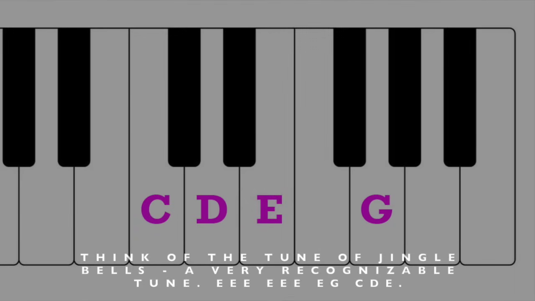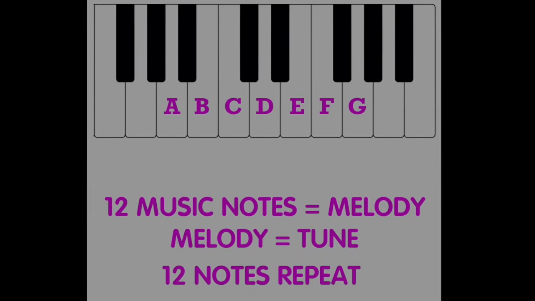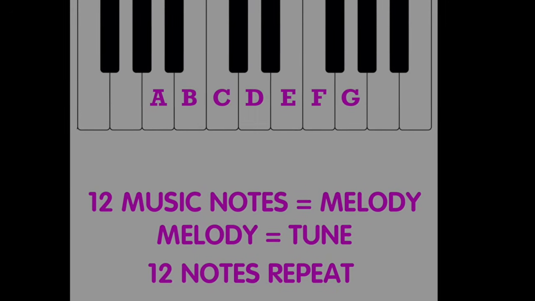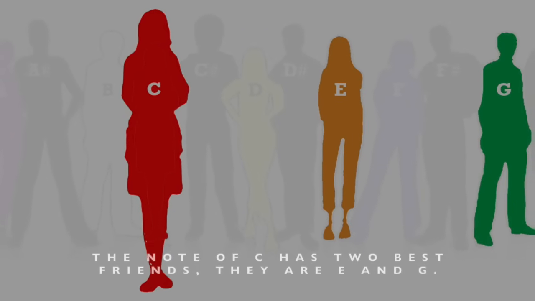Think of the tune of Jingle Bells, a very recognizable tune. E, E, E, E, E, E, E, G, C, D, E. Now, there are 12 music notes, and they make up the melody. Melody is the tune. These notes repeat over and over.